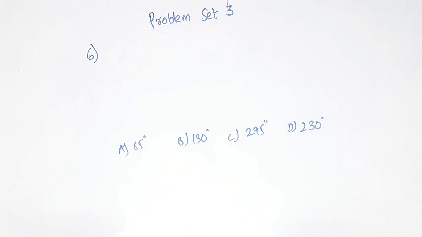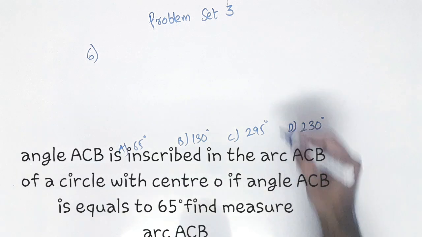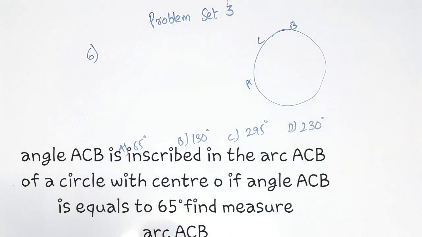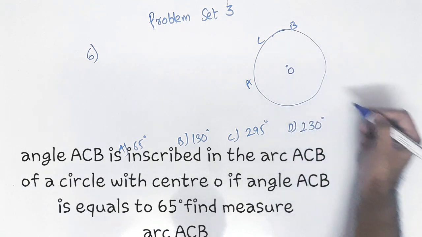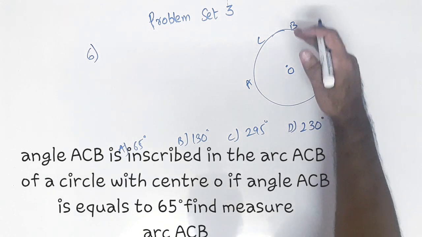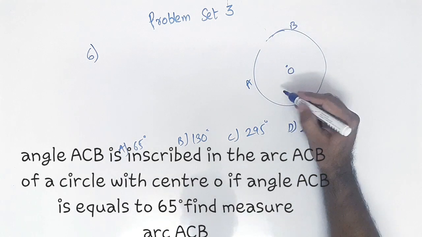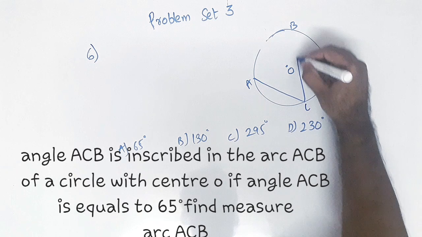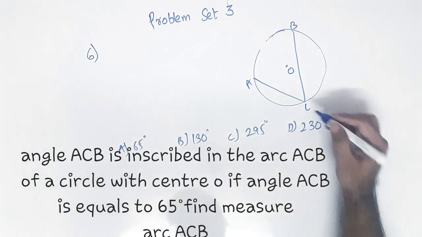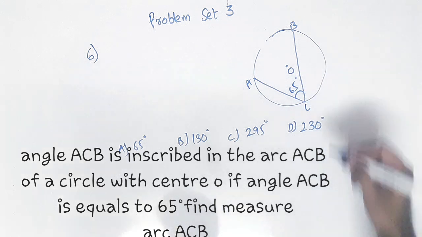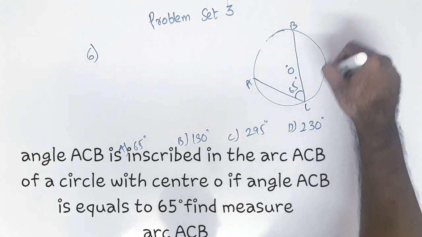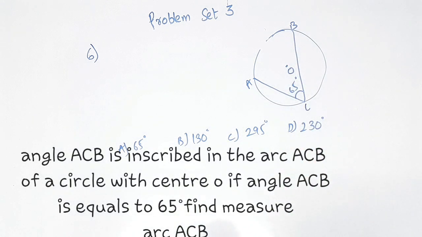Then the question number 5 given is, angle ACB is inscribed in arc ACB. So I am drawing this arc ACB of a circle with center O. Now let me draw this like this, ACB. It is given that angle ACB is 65 degree. So find the measure of arc ACB. How will you find the measure of arc ACB? Very simple.